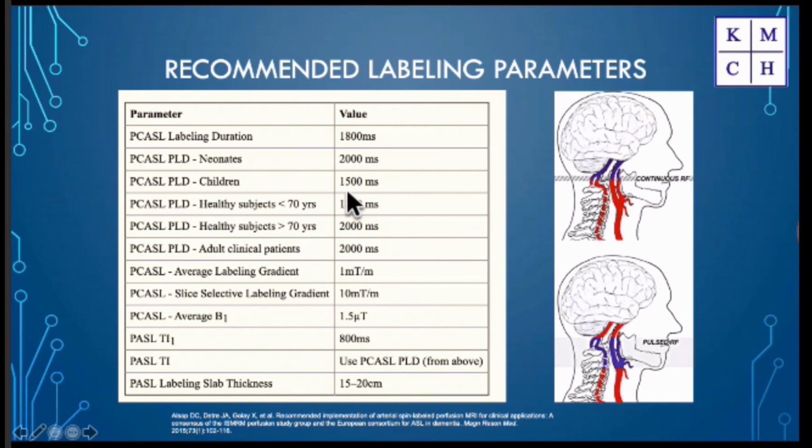So how do we vary this? It depends on the circulation times. We know that in a healthy adult, the circulation time is quite robust and fixed at around 1800 milliseconds. As age increases or in the presence of diseases, we increase the labeling delays to around 2000 milliseconds. Children, on the other hand, have hyperdynamic circulations. You can reduce it to 1500, keeping in mind that neonates again need an increase in post-labeling delay.